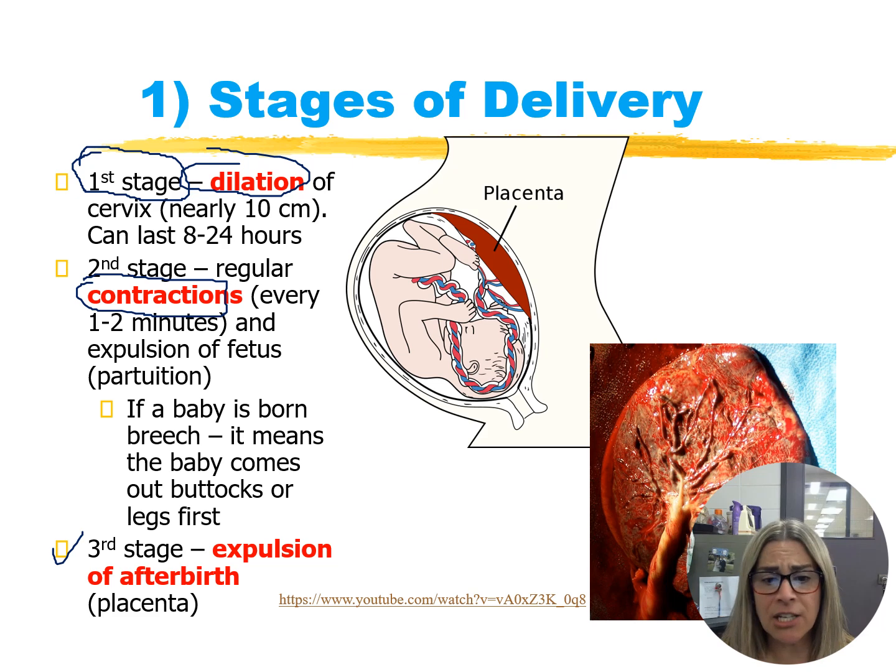The third stage is post-delivery. So this is once the baby's been born and is out and the umbilical cord is cut. Then what has to happen is this structure here called the placenta. Sometimes it's called the afterbirth. This has to be expelled out of the uterus as well.